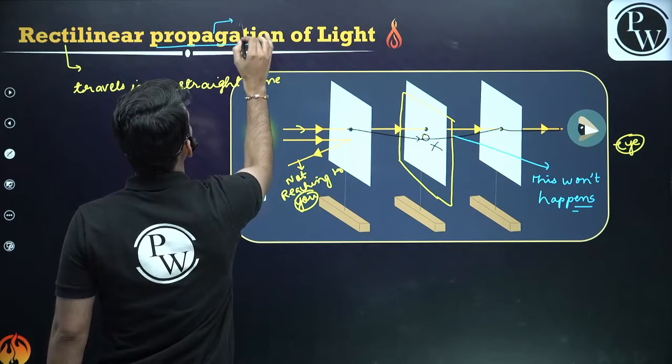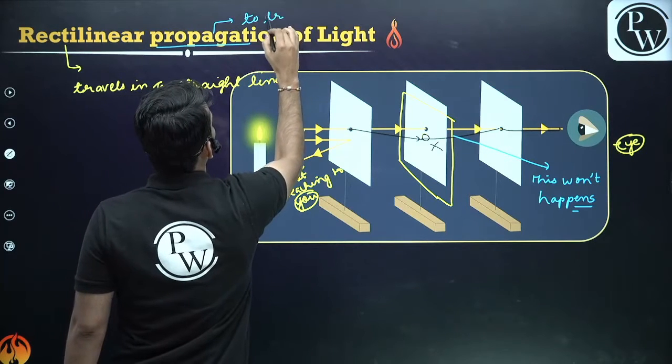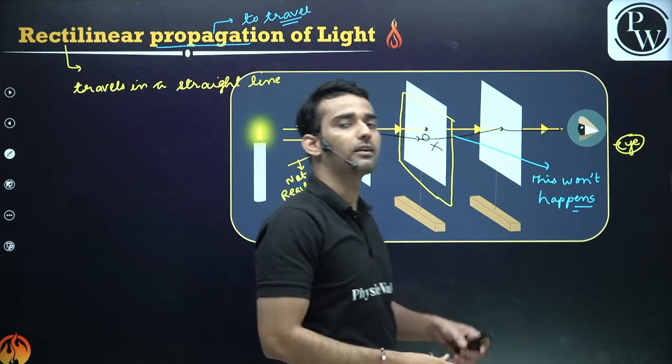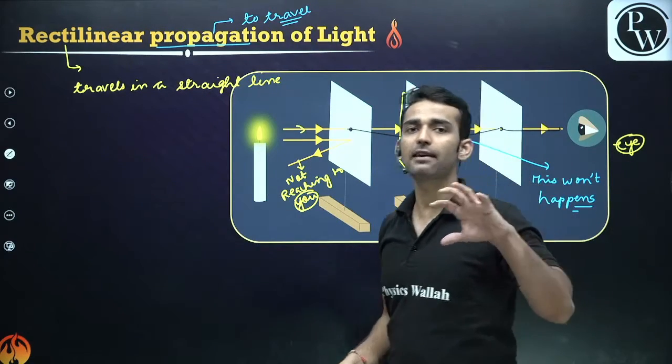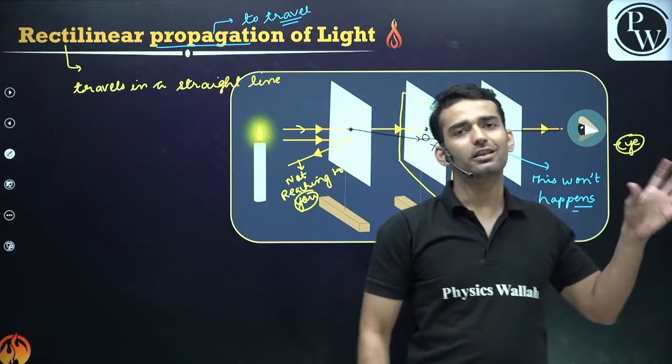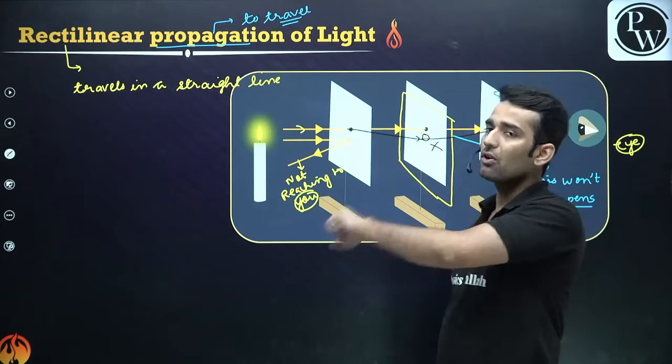Propagate means to travel. What do you mean by propagation? Propagation means to travel from one place to another. For example, light waves propagate. Light from the sun is propagating to the earth. Sound energy also propagates. So this is known as the rectilinear propagation of light.